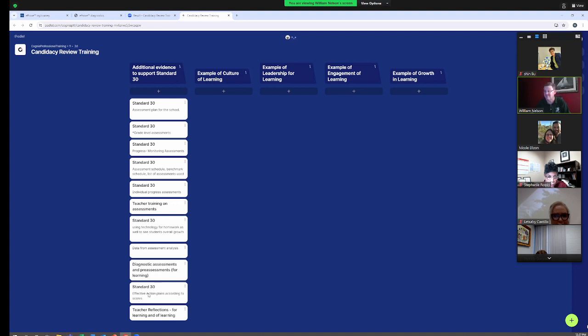Effective action plans according to scores. Yeah, that's leveraging data. Teacher reflections for learning and of learning. Absolutely. Your reflections from an instructional point of view in teachers: how can I get better, or what can I do to be more effective? These are outstanding. Okay. I'm not going to close the Padlet. Feel free to keep entering it, but I am going to go back to the presentation.